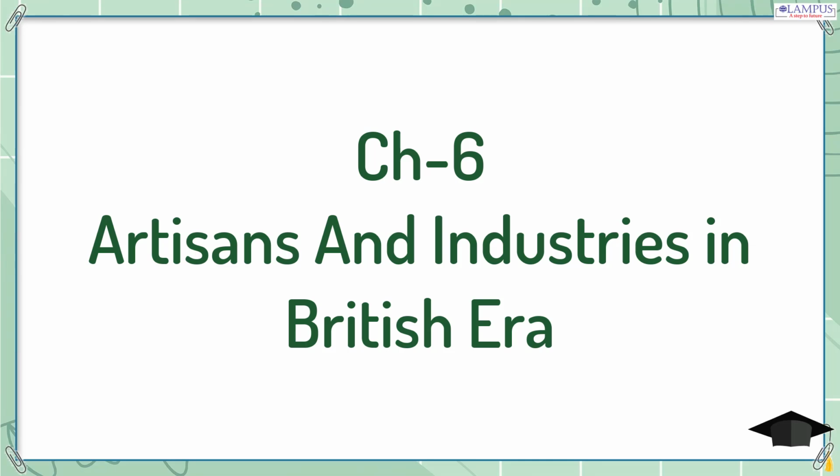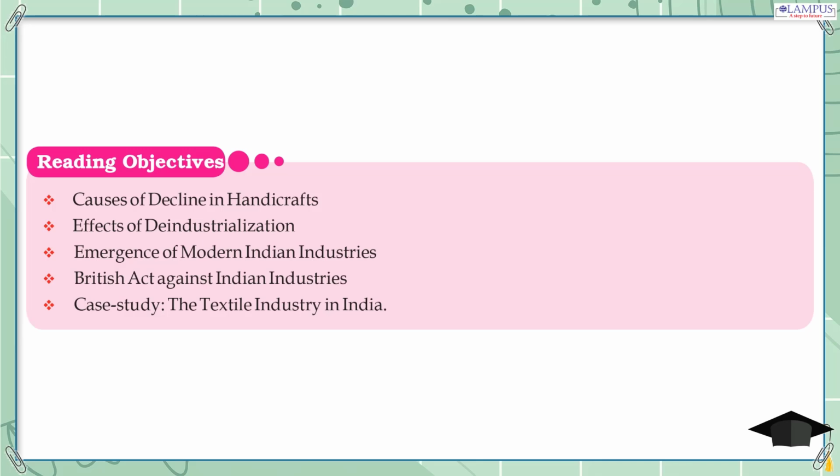Chapter 6. Artisans and Industries in British Era. Reading Objectives. Causes of decline in handicrafts. Effects of deindustrialization. Emergence of modern Indian industries. British Acts against Indian industries. Case study: the textile industry in India.